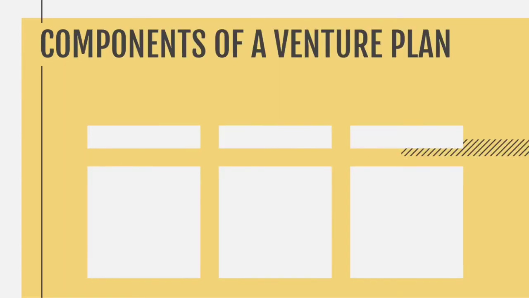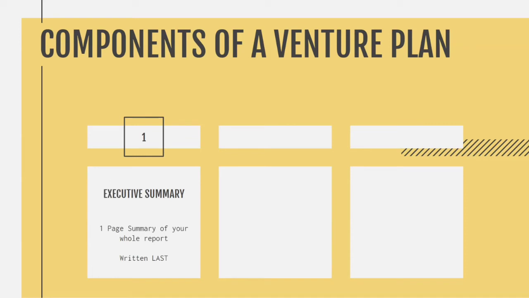The components of a venture plan, what needs to be there in every venture plan that is created. The very first thing that should be included in your venture plan is an executive summary. This is consistent with most business reports that you're going to create. And what an executive summary is, it's usually a single page, and it is a summary of the whole report. All right. It is often one of the things that most people that are first starting out struggle the most with writing. So I suggest you write it last.